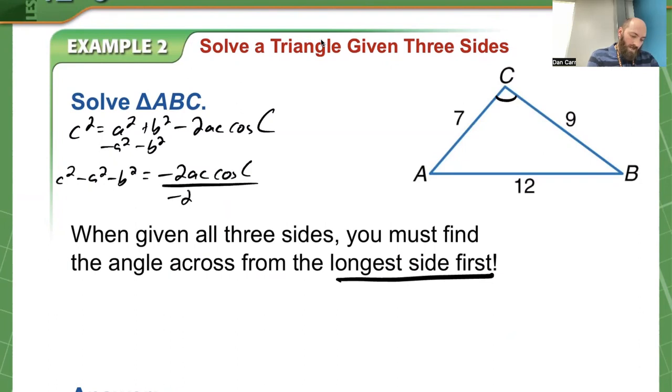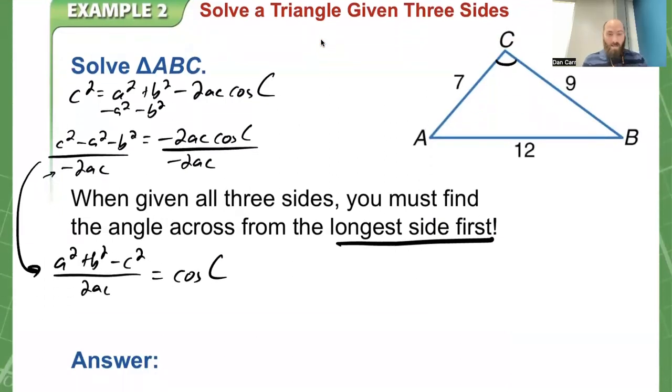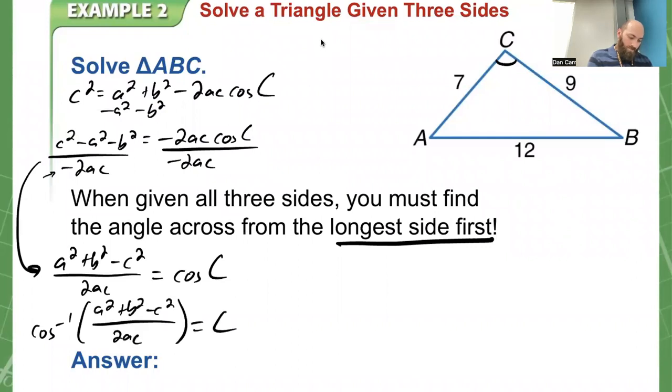Let's divide both sides by negative 2AC. Okay, you can leave it in that format, but because I'm dividing by a negative number here, then I could turn all of my numerators into opposite signs. So for example, that'll look like this. It'll be A squared plus B squared minus C squared all over 2AC is equal to the cosine of C. So then for my last part of this, I can actually do inverse cosine of A squared plus B squared minus C squared all over 2AC.